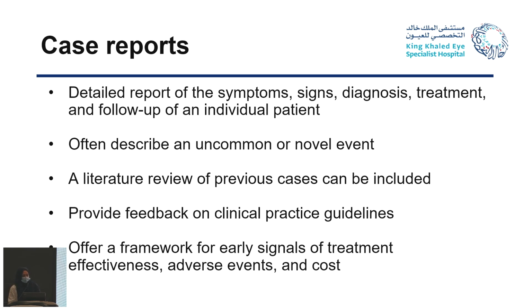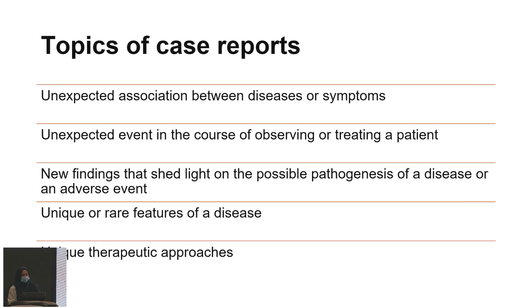We'll move to case reports. They are detailed reports of the symptoms, signs, diagnosis, treatment, and follow-up of an individual patient. They often describe an uncommon or novel event. Sometimes you can include a literature review. It can provide feedback on clinical practice guidelines. It can offer a framework for early signs, signals of treatment effectiveness, adverse events, and cost.